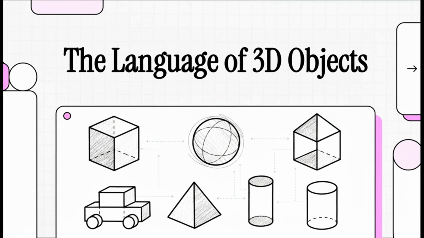So today, we're going to learn a language, but it's not one you're going to find on some app. This is the silent language that engineers, designers, and, well, pretty much anyone who builds anything uses to describe and create the world around us. We're talking about the language of 3D objects.